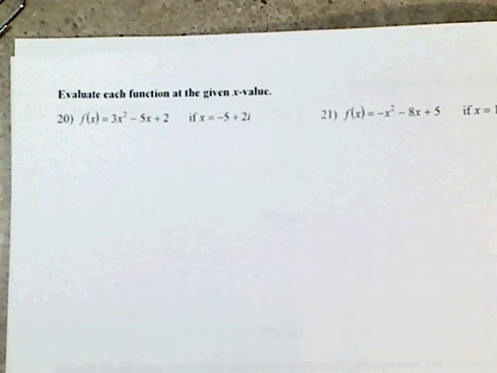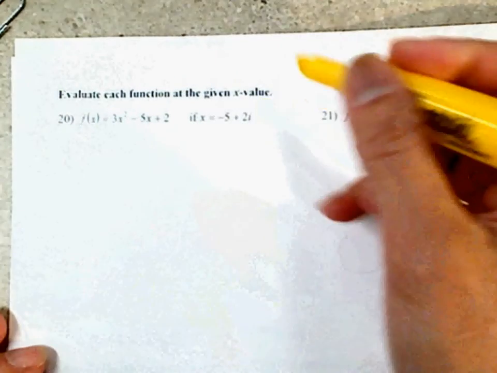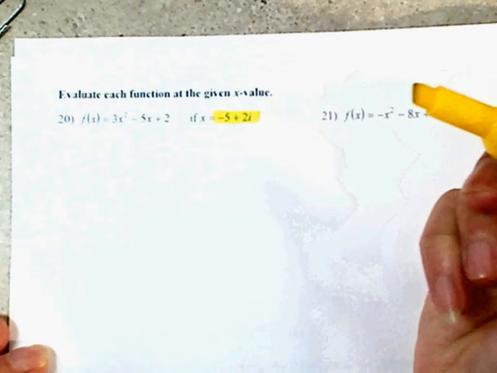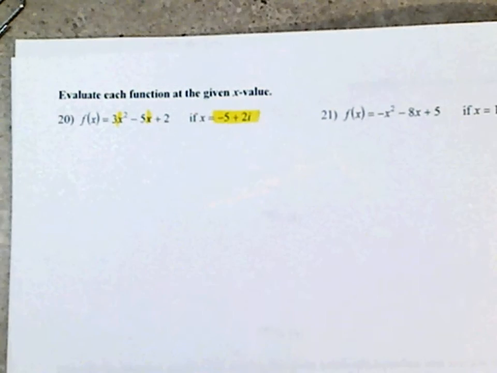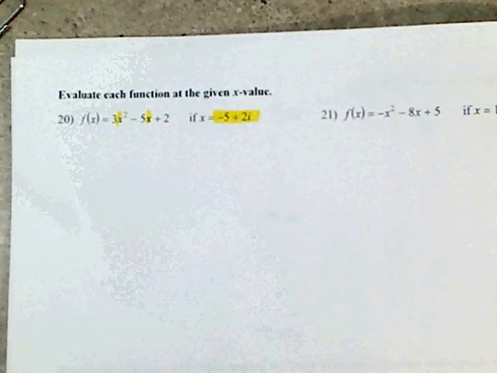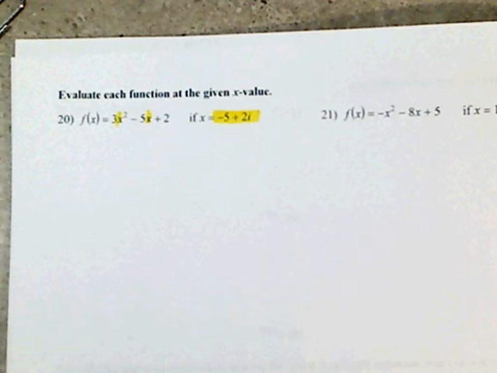Okay, guys, we're going to do page 4, number 20 through 23. On number 20, it says, evaluate each function at the given x value. So wherever you see an x, you're going to substitute this part in. Here's an x, and here's an x, okay? So we're going to rewrite that with the x. Here we go.